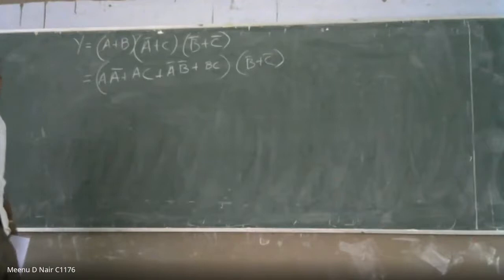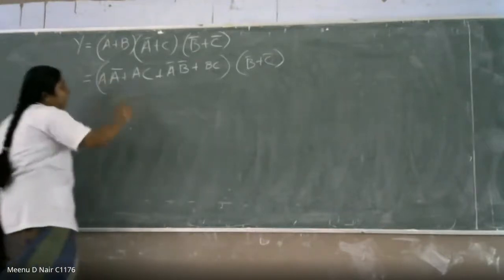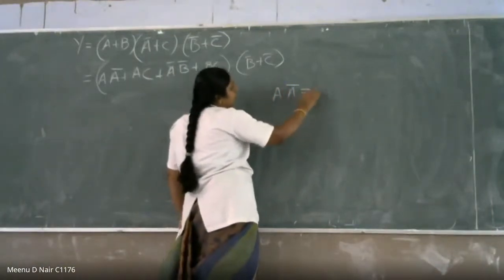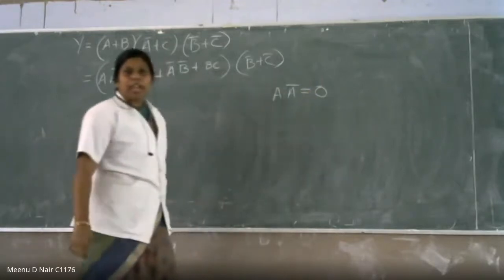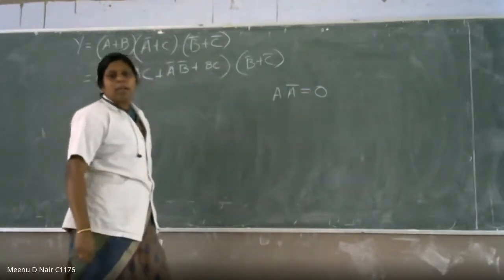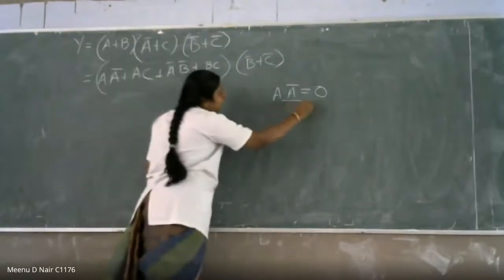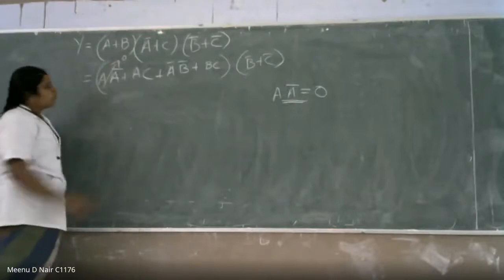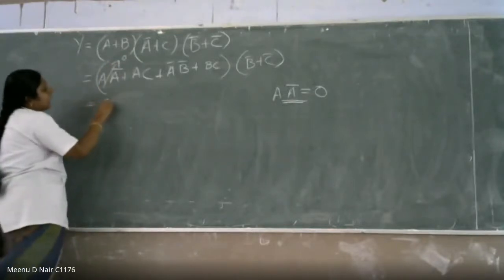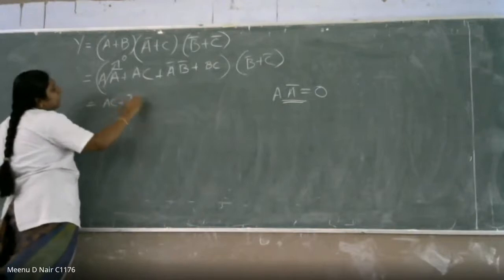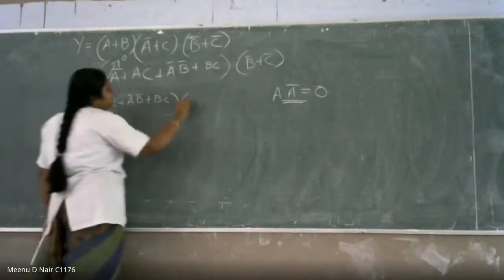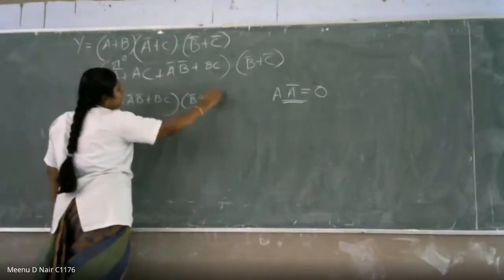What is the answer for A into A bar? A into A bar is equal to 0, right? This is one of the Boolean identities. So this term goes to 0. So what is the answer? A C plus A bar B plus B C into (B bar plus C bar).